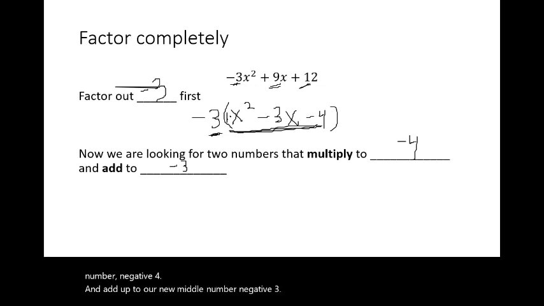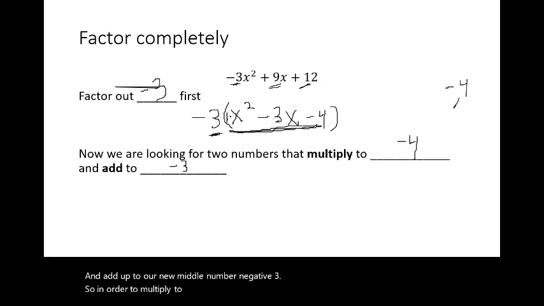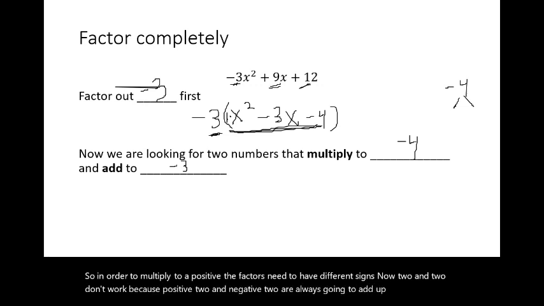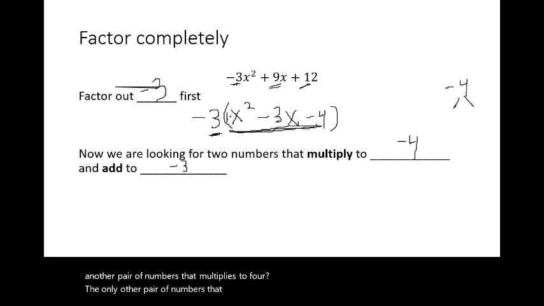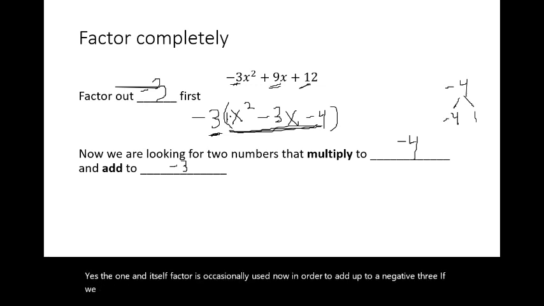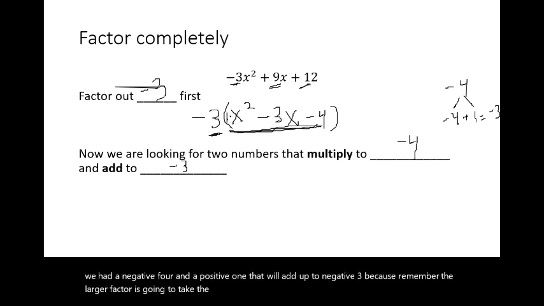So in order to multiply to a negative, the factors need to have different signs. Now 2 and 2 don't work because +2 and -2 are always going to add up to 0. What's another pair of numbers that multiplies to 4? The only other pair of numbers that multiplies to 4 are 4 and 1. So yes, the 1 and itself factor is occasionally used. Now in order to add up to a -3, if we had a -4 and a +1, that will add up to -3, because remember, the larger factor is going to take the sign of the middle number.